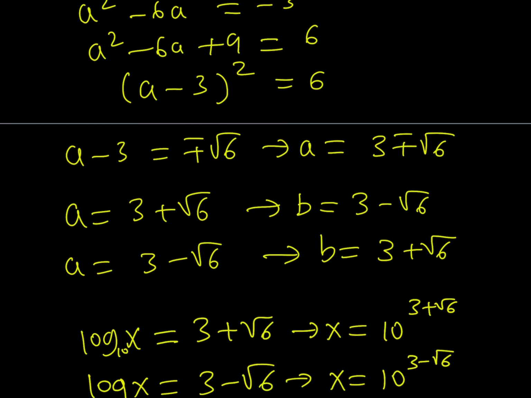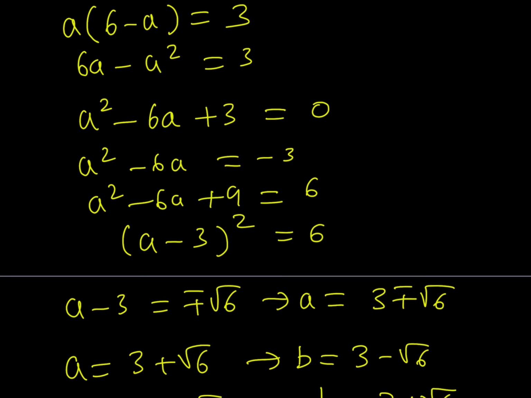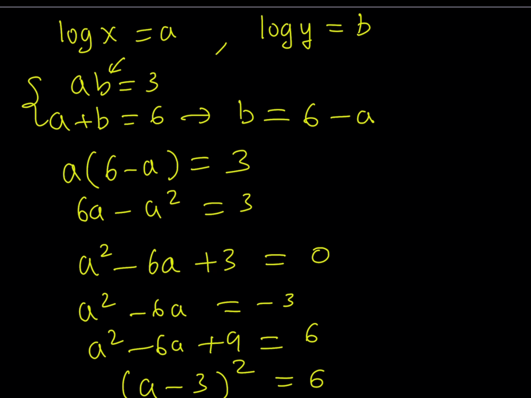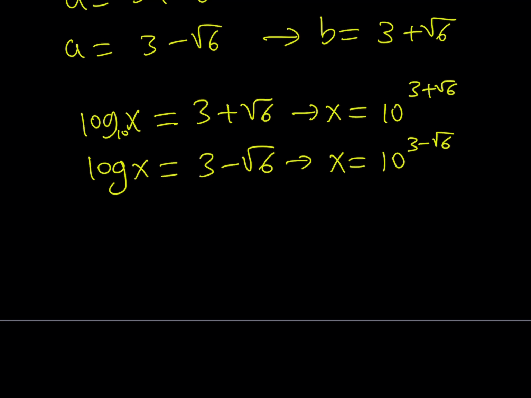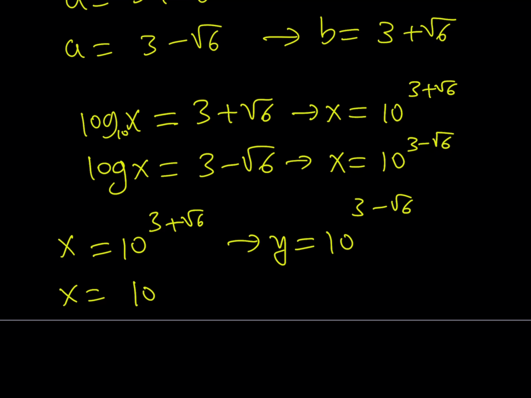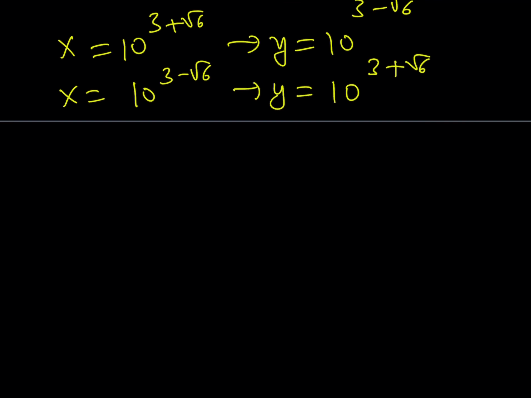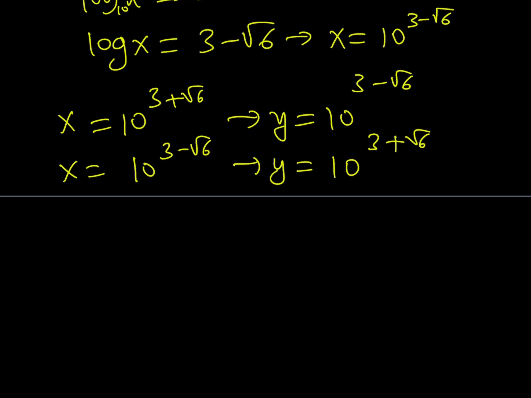But here's a $1 million question. Well, maybe we'll find the b values first. Well, we did, sort of. So in other words, if x is equal to 10 to the power 3 plus root 6, from here y is going to be 10 to the power 3 minus root 6. And if x is equal to 10 to the power 3 minus root 6, then y is going to be 10 to the power 3 plus root 6. But here's the thing. If you look at the original problem, first of all, multiply x and y. In both cases, you're going to be getting the same product. So xy is going to be 10 to the power 6, which will be verified.